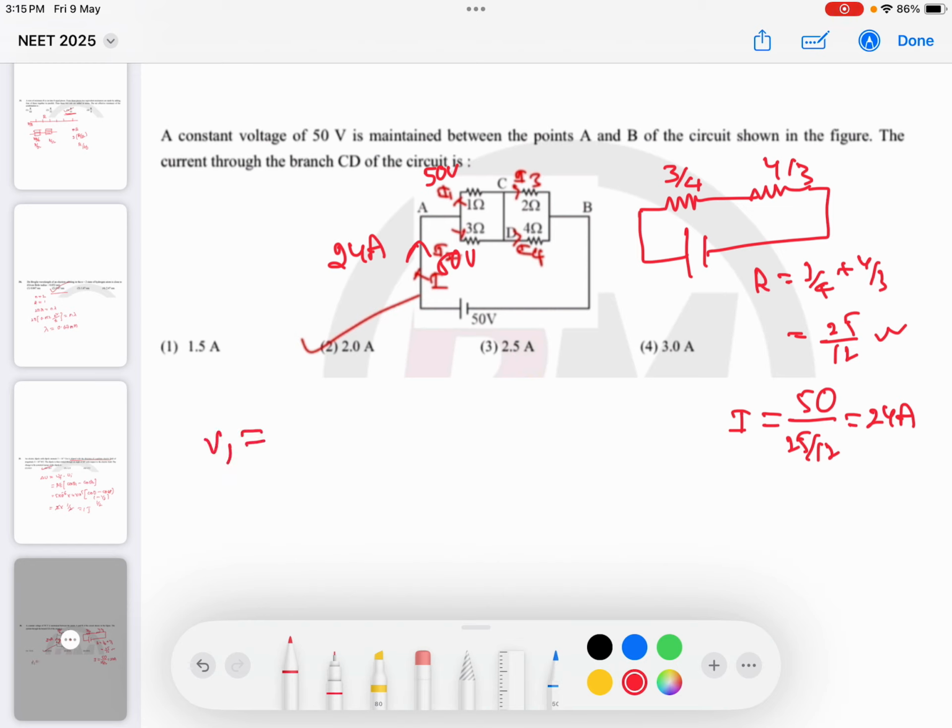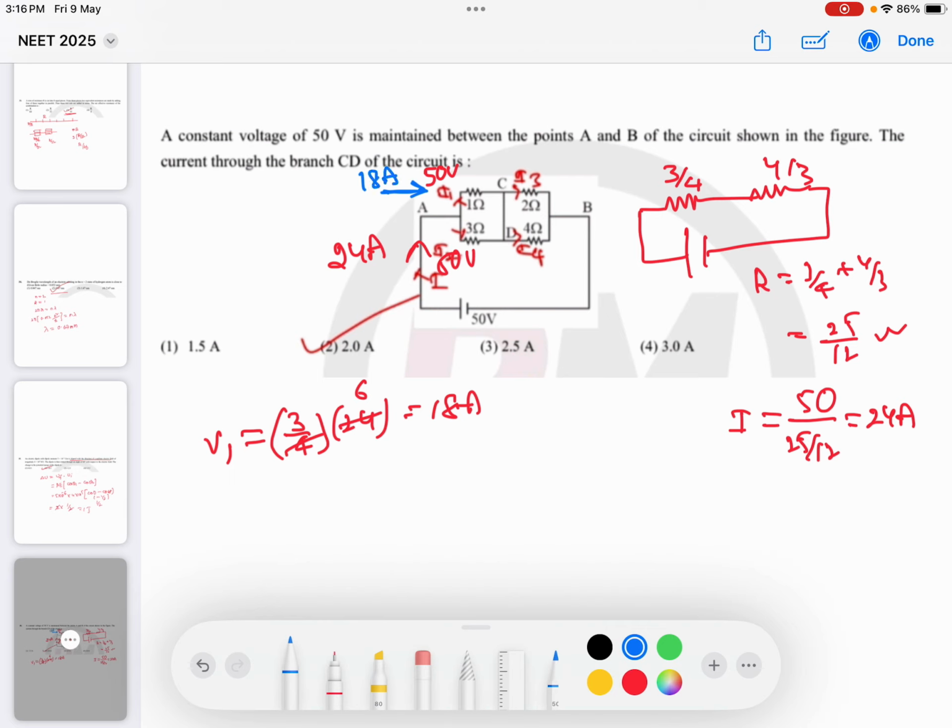V1 value is equal to... V is equal to IR. I value is equal to 3 by 4. R value is equal to 24. These 4 can become 6, 18 amps. So from the above circuit, 18 amps will flow through this point.